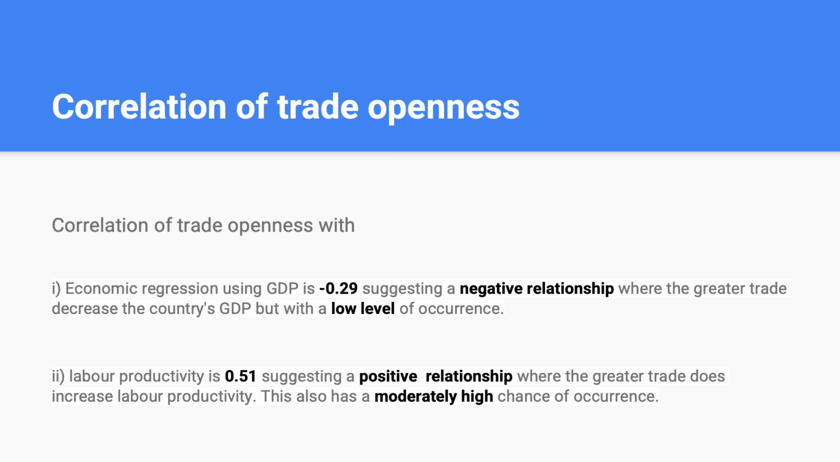Trade openness allows countries to focus on producing goods and services in which they have a comparative advantage. This means that countries can specialize in producing what they are relatively more efficient at producing. Specialization enables economies of scale, leading to improved efficiency and higher productivity.